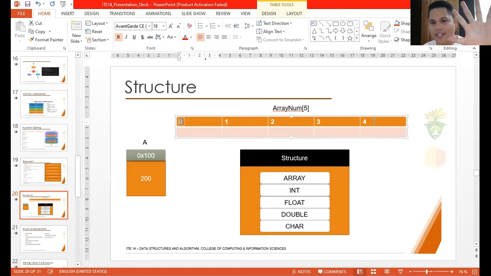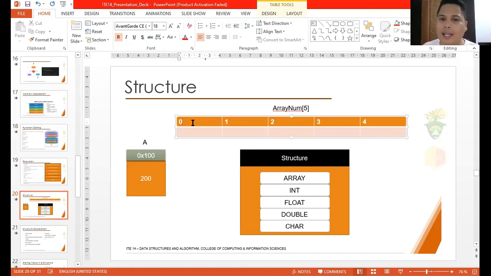Okay? Therefore, given an array size of 5, our maximum index in terms of accessing and storing is only 4. It's the array size minus 1. However, an array also has a limitation: it can store multiple values, but it cannot store multiple values having different data types. Right? An array can hold multiple values, but it should have only one data type. So that is a limitation of the array.